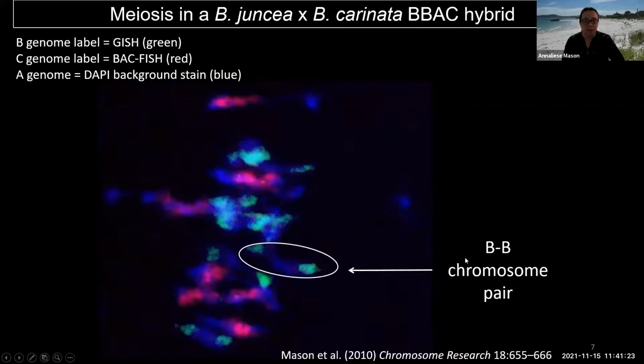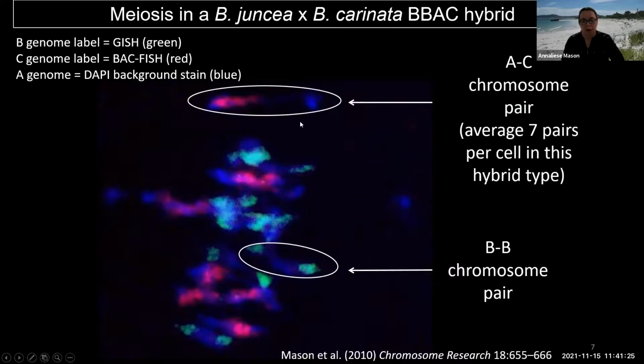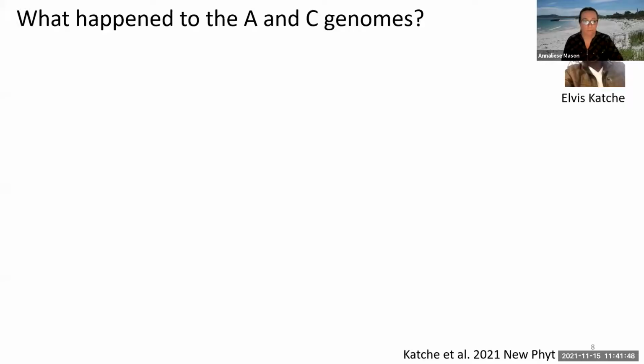This is the homologous genome. And we also found an average of 7 AC chromosome pairs per cell in this hybrid type. So this is huge. There's only 9 C chromosomes and 10 A chromosomes. The majority of them, in fact, in some cells up to 9 pairs plus a trivalent, were actually pairing with each other. So they're already effectively acting like homologous chromosome pairs in this scenario. This helps us then explain what happened to the A and C genomes.